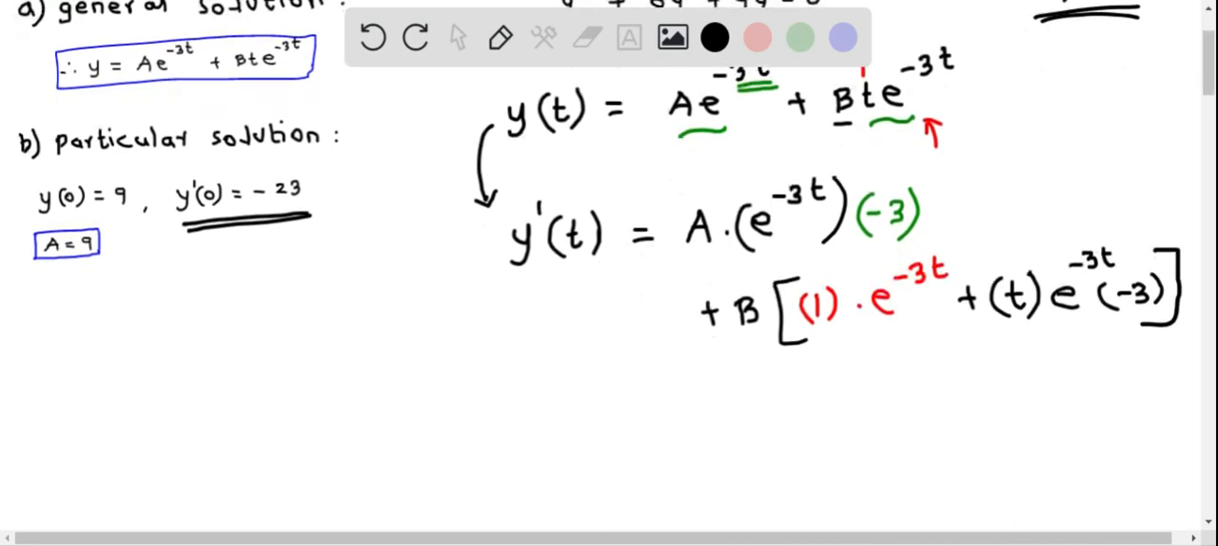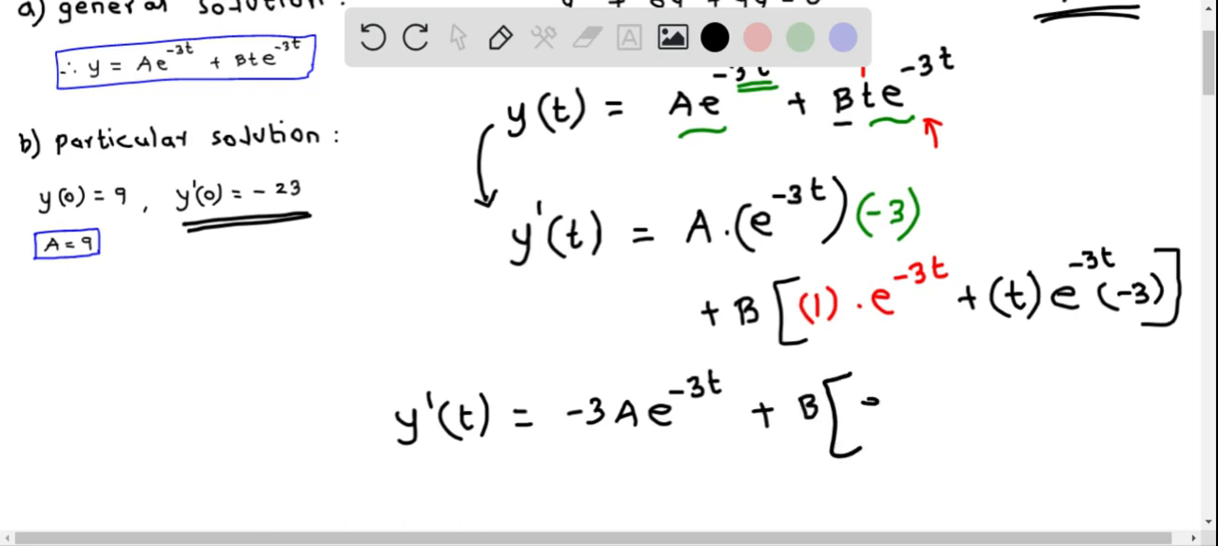Now let's get this simplified. So we have y prime of t, and this equals a times negative 3 is negative 3a, and then I put e raised to the power of negative 3t plus b times 1 times e to the power of negative 3t is e raised to the power of negative 3t, and here we have negative 3. So t times negative 3 is negative 3t e raised to the power of negative 3t. So we found the expression for the derivative of y of t, that is y prime of t is the derivative of the function y of t.